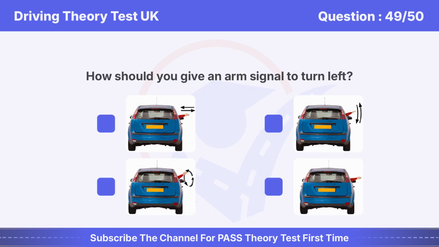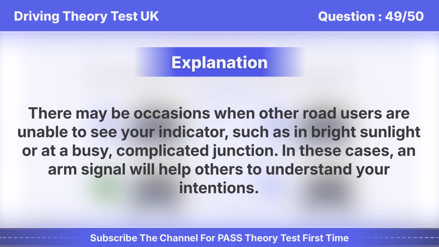Question 49. How should you give an arm signal to turn left? Answer is C. There may be occasions when other road users are unable to see your indicator, such as in bright sunlight or at a busy, complicated junction. In these cases, an arm signal will help others to understand your intentions.